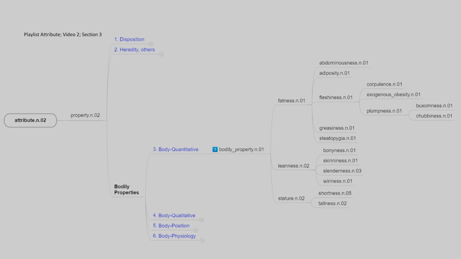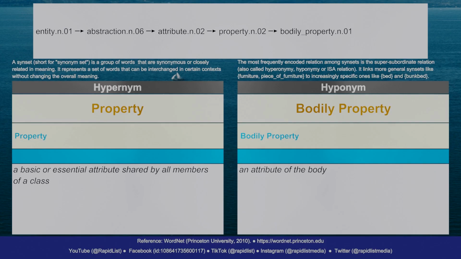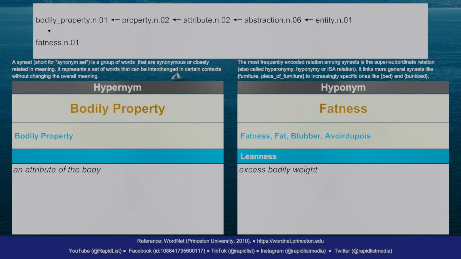Section 3. In this section we will explore some bodily properties that we usually associate with a measure, such as fatness, leanness and stature. Bodily property. An attribute of the body. Fatness. Excess bodily weight. She disliked fatness in herself as well as in others.